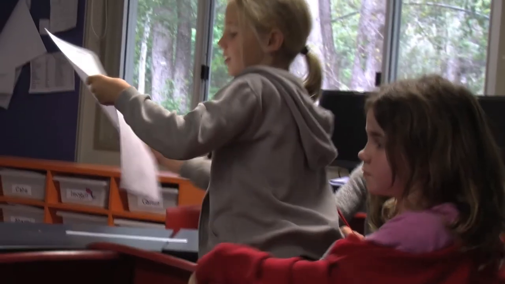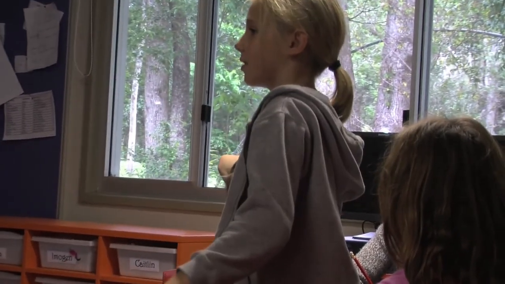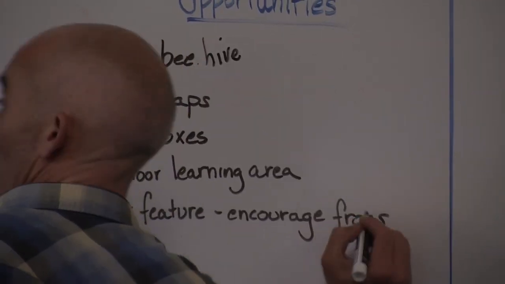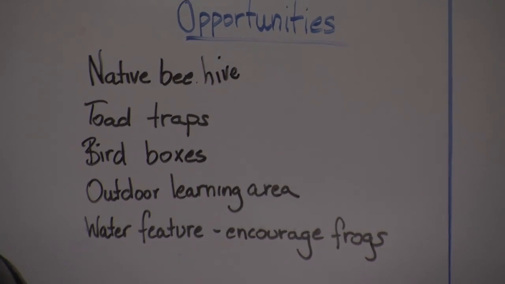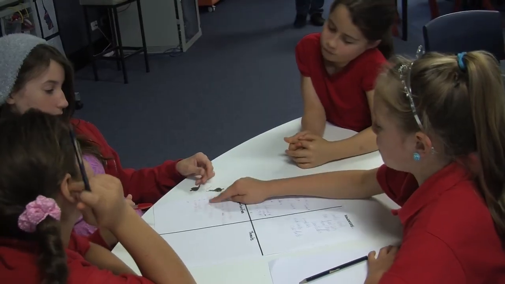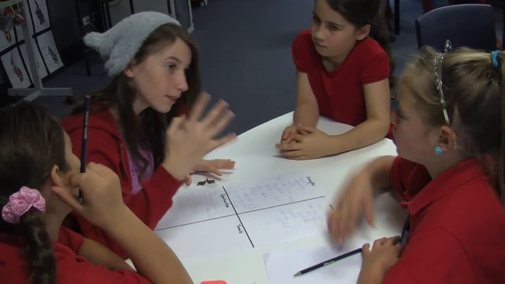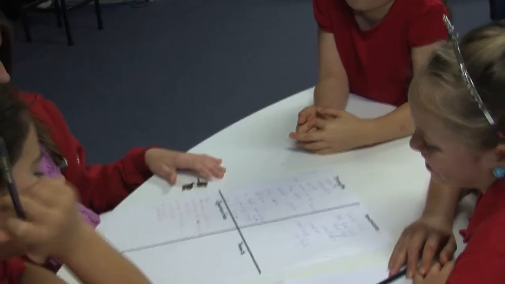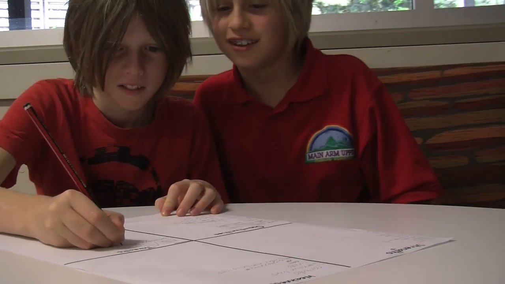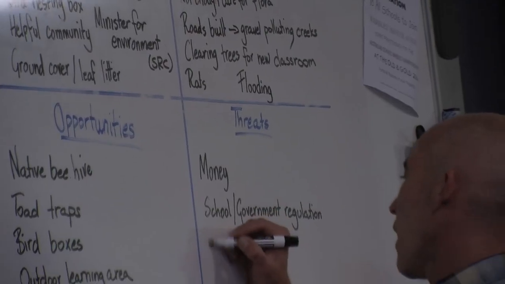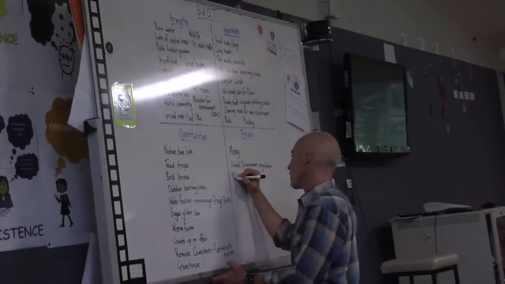The third thing we did was to use what we had learned about biodiversity and ecosystems to brainstorm ideas about what we could do to make a difference at our school. We wrote down everything we could think of, even if we weren't sure how it could be done. Finally, we looked at any threats or obstacles there were to implementing our ideas.